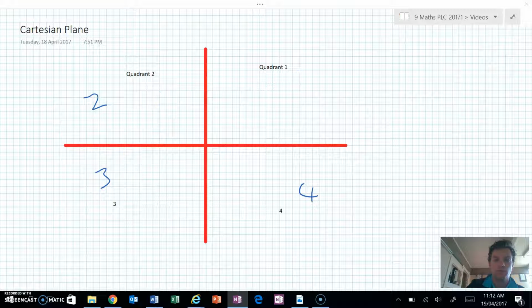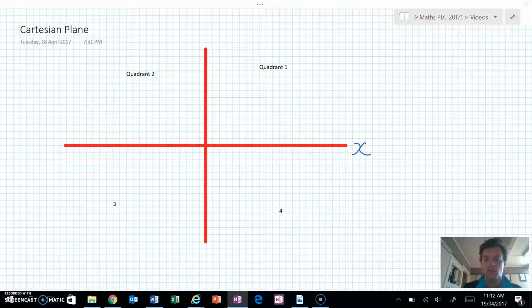Now that's not the only element of the Cartesian plane. The other thing we've got is the lines themselves. We refer to the line going across the screen as the x-axis, and the line that goes up and down is the y-axis. So from here we can start to plot some points.